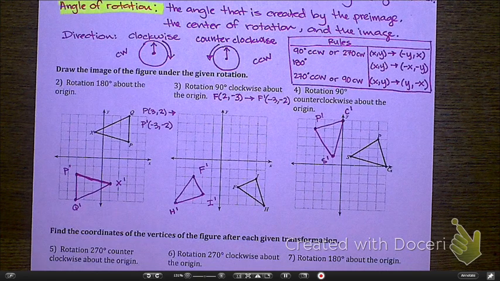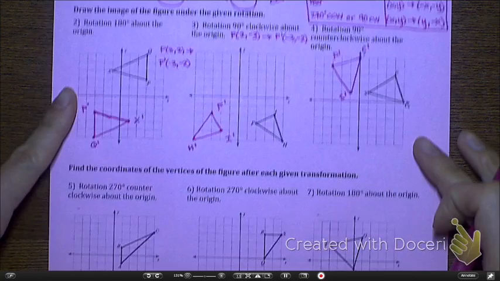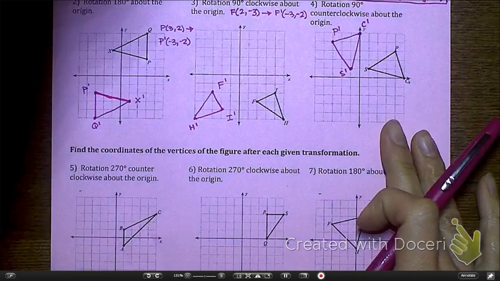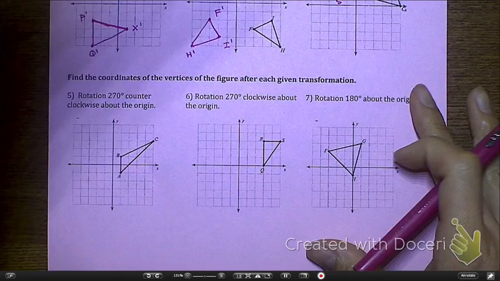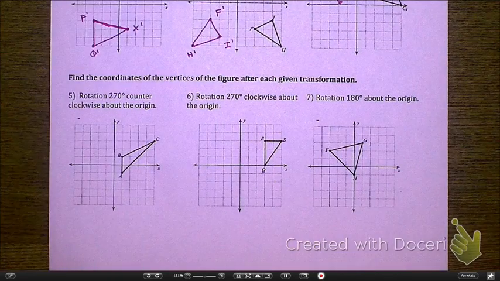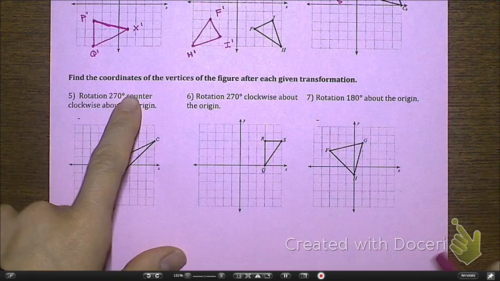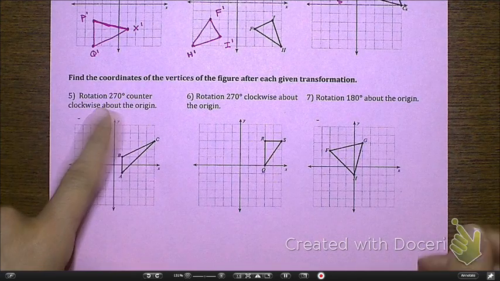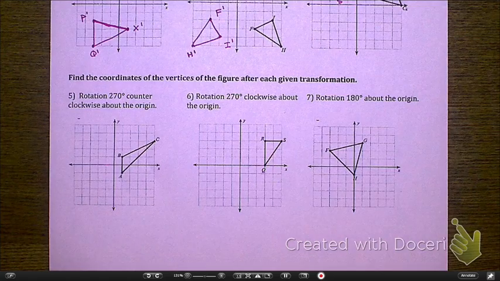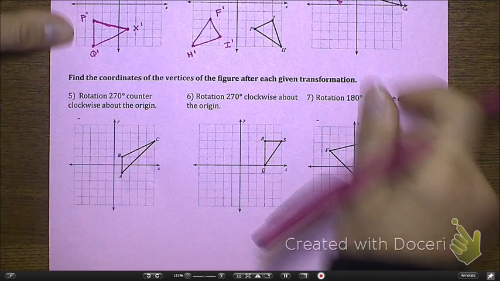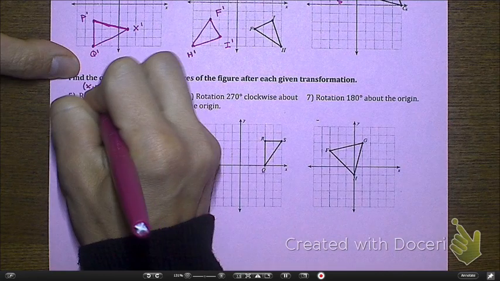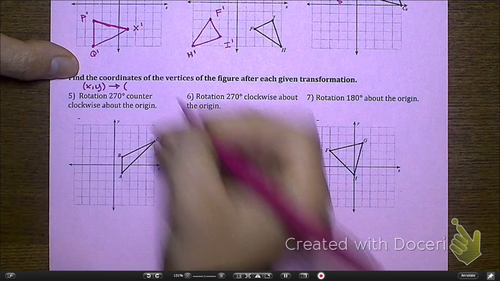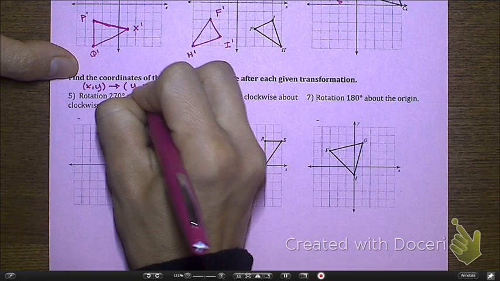All right, let's go to the bottom. We've done a few using trace paper. Now we're going to do some using our rules. Number 5 says a 270-degree counterclockwise rotation about the origin. I'm going to look up that rule at the top. It says (x, y) turns into (y, -x).